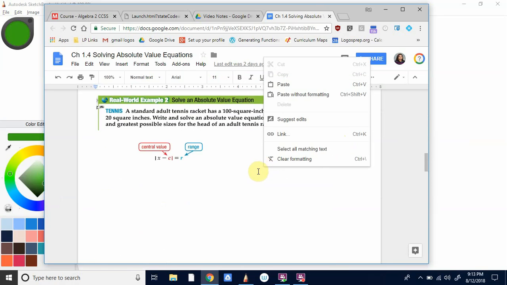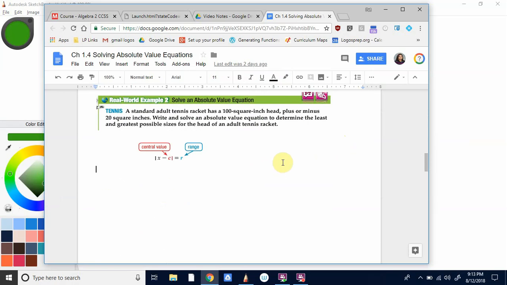Okay, so let's look at this real world example. We can solve an absolute value equation. So it says, in tennis, a standard adult tennis racket has a 100 square inch head, plus or minus 20 square inches. Write and solve an absolute value equation and determine the least and greatest possible sizes of the head of an adult racket. So we're going to stick to this basic core pattern formula that says the absolute value of x minus c equals r, where c is the central value, the value in the middle, and r is the plus or minus. That's your range: if it's plus or minus 5, you add 5 to that middle number and you subtract 5.